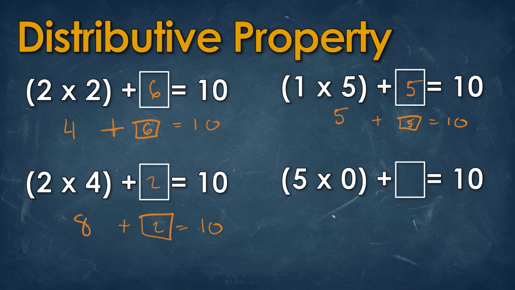Now 5 times 0 we know is always going to be 0 because we're multiplying by 0. So 0 plus something is equal to 10. Well, 0 isn't anything, so 10 equals 10.